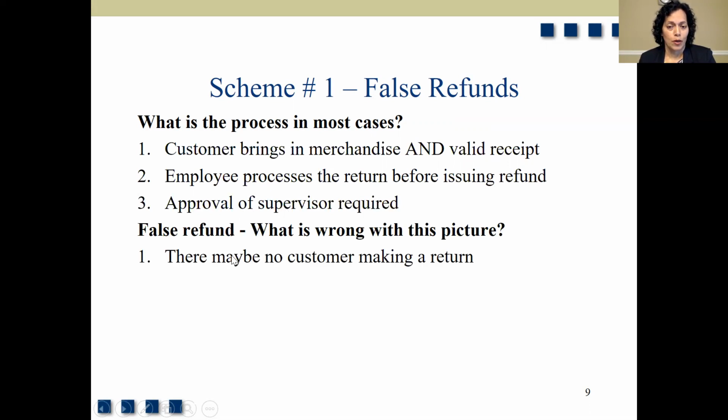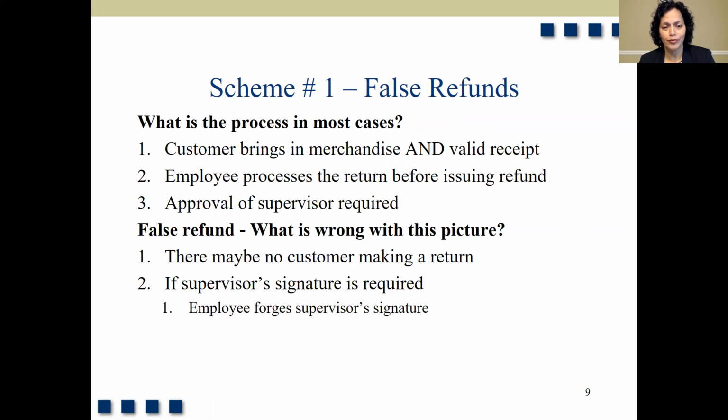There may be no customer at all. There's no customer making a return, so that's the fictitious return we talked about. If the supervisor's signature is required, which means I do have a process, I do have the supervisor who has to give me the signature, the employee may forge the supervisor's signature.